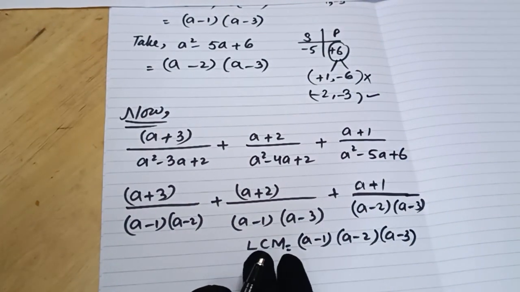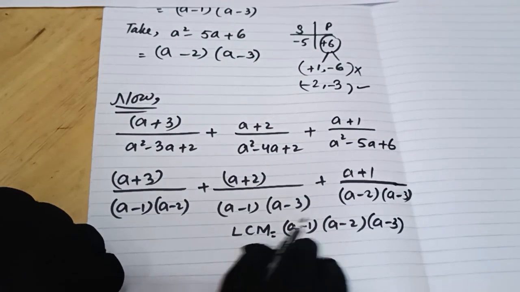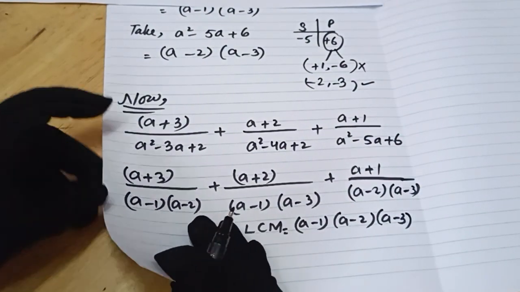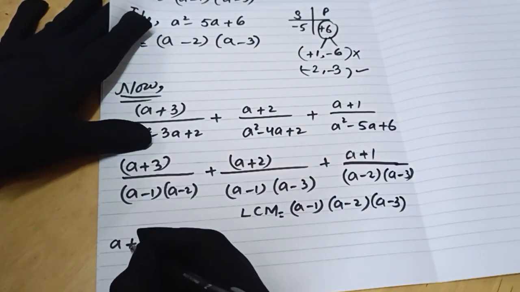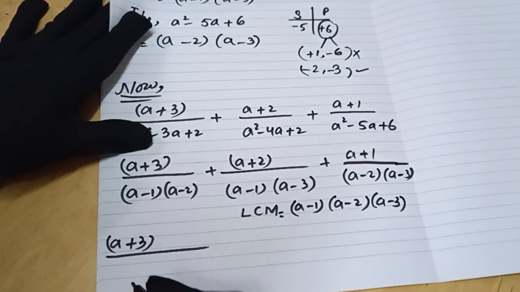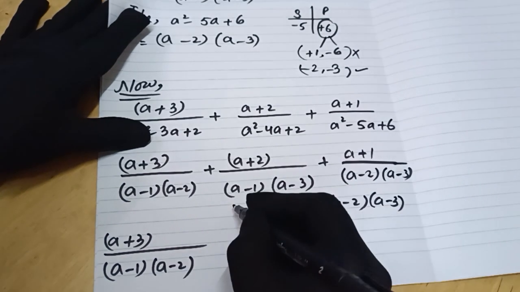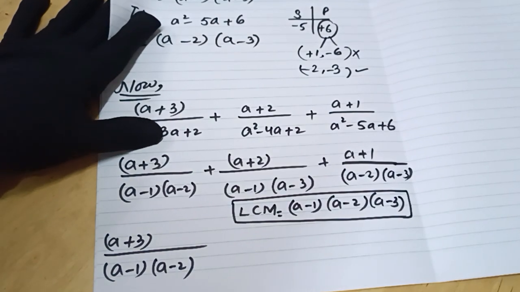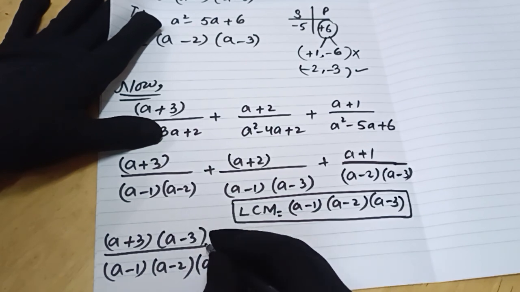Once we establish the LCM, we have to make all the denominators equal to the LCM. So when we are making it equal to the LCM, we have to write that term again. A minus 1 is here, a minus 2 is here, a minus 3 is missing. I enclose that in a separate bracket so that it is not disturbing the working. So a minus 3 is missing; multiply a minus 3 up and down.